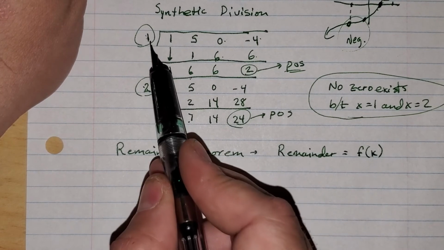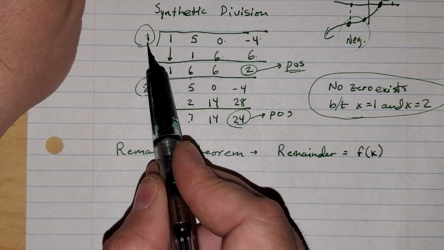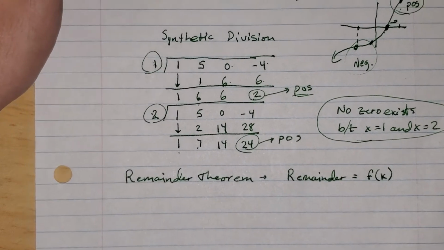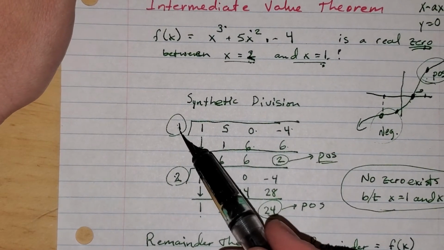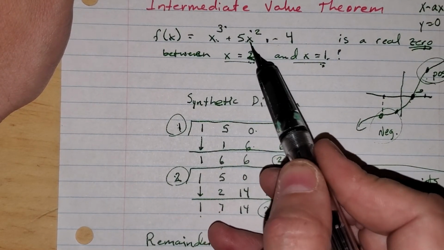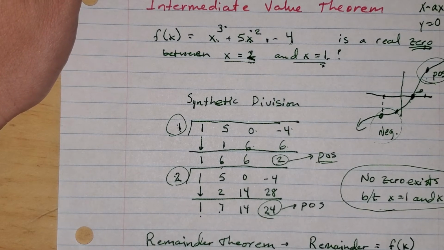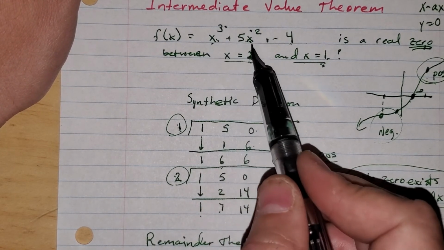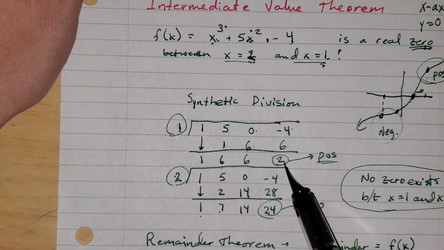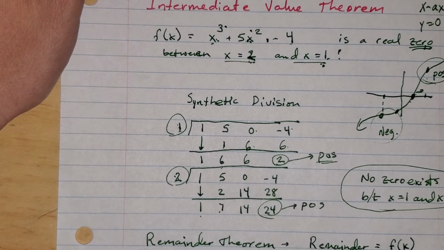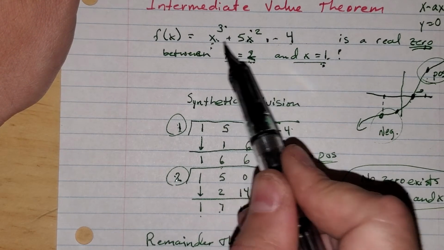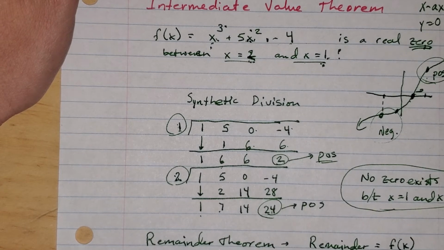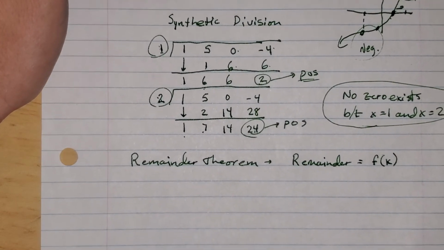F of k would be f of 1. F of 1 would be if I plugged 1 in for x in this equation. And I'm saying that if I put a 1 here, I put a 1 here, and I do the math, the answer will be 2. If I put a 2 here and here, the answer will be 24. So let's try it, okay?